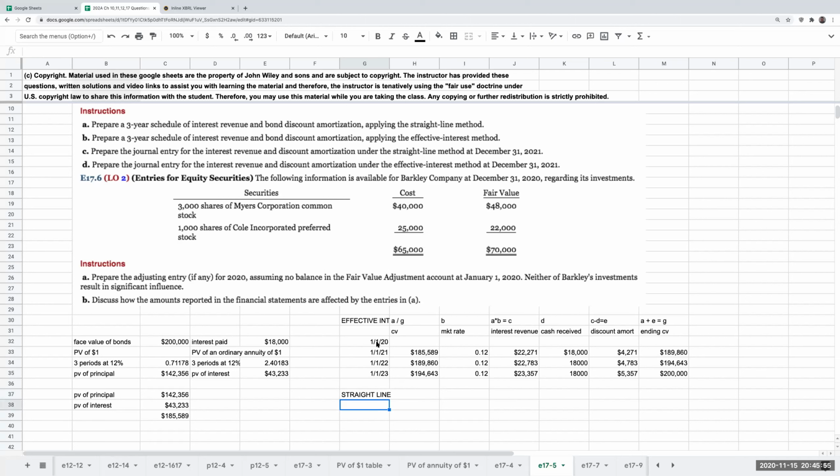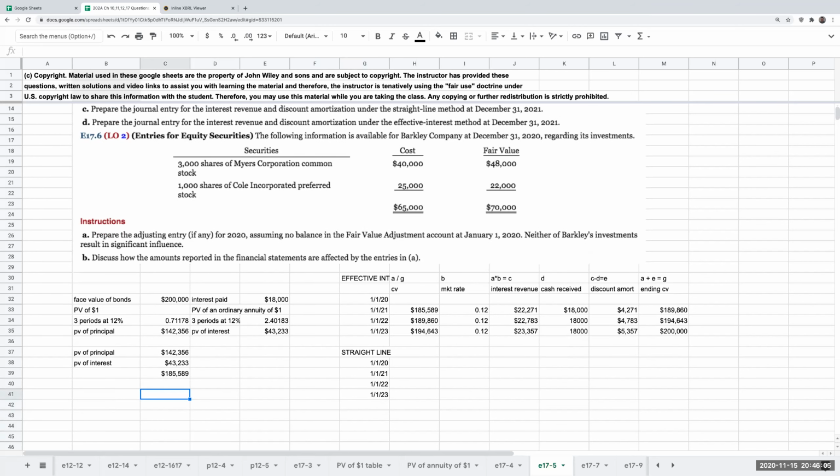If we were to do straight line, what would happen here? What would be different? Well, the only thing that's going to be different is the amount of the discount, which is going to be the face value of the bonds, or 200,000, less the initial.